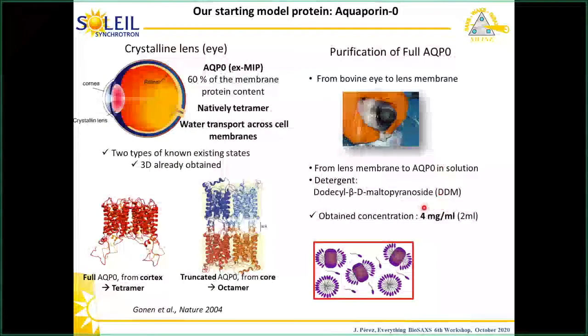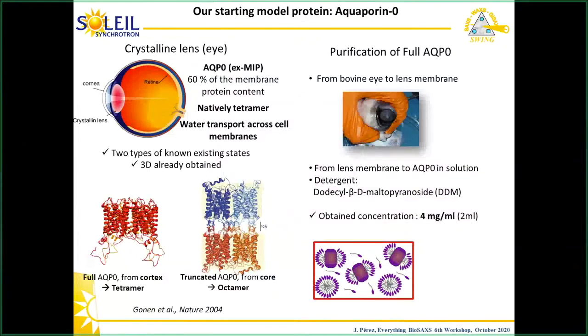So, directly purifying from eyes of veal, we obtained a concentration of about 4 milligrams per milliliter, and we obtained a lot of solution, 2 milliliters. And this kind of concentration is really what you need if you want to perform a nice SAXS experiment, if you have to use size exclusion chromatography online.